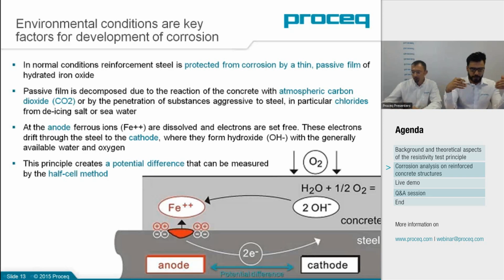And what's historically one of the most traditional methods that's been used to do this is a half-cell potential, which we will look into and then see how resistivity can contribute and supplement that test principle by itself.